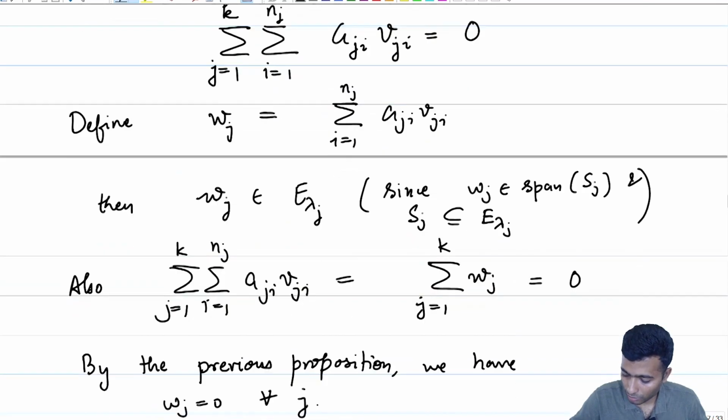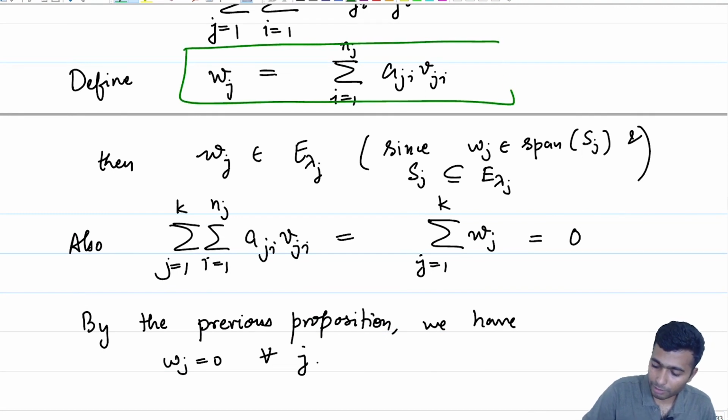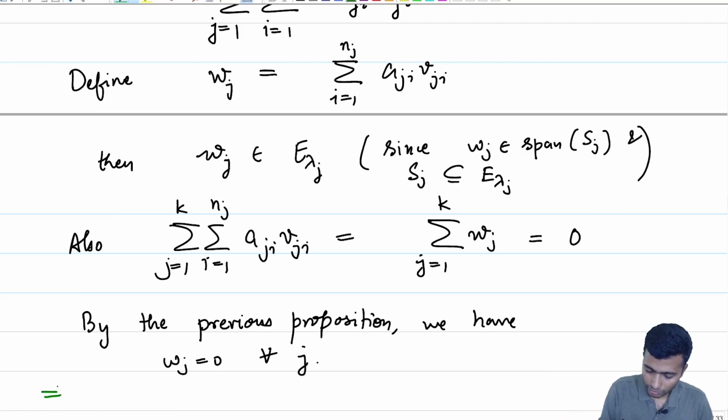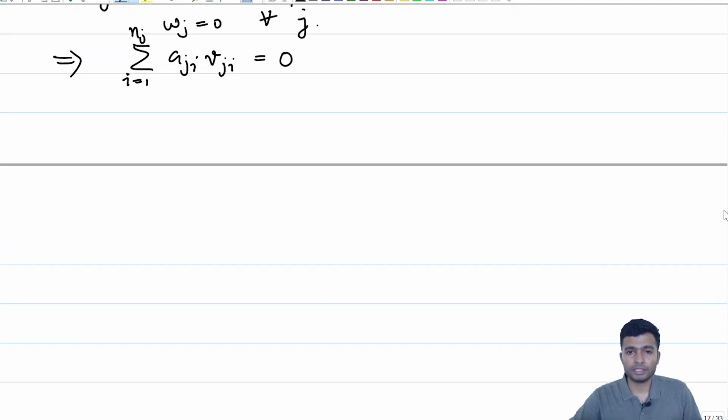Let us get back to what our Wj was. Wj was the expression which I have put in a box, and this implies, let me write it down, the summation of Aji Vji, where i goes from 1 to nj, is equal to the 0 vector. But what do we know about Sj? We know that Sj is a linearly independent set. So, there cannot be a linear combination of vectors in Sj which is equal to 0.